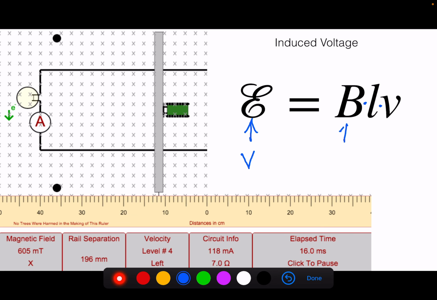Okay, and the B is the magnetic field. Make sure you work in Tesla. The L is the rail separation. Make sure you work in meters. And V is the speed. Make sure you work in meters per second. All right, so we have rail separation, velocity, and magnetic field. Multiply them all together, and you get your voltage. It's called the electromotive force.